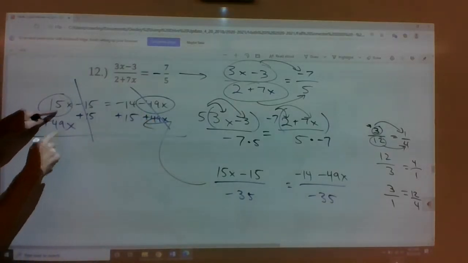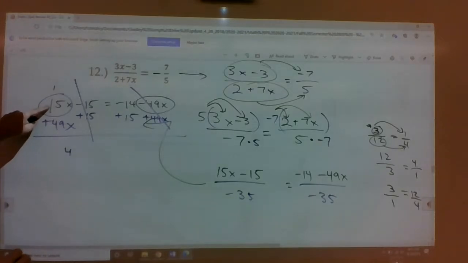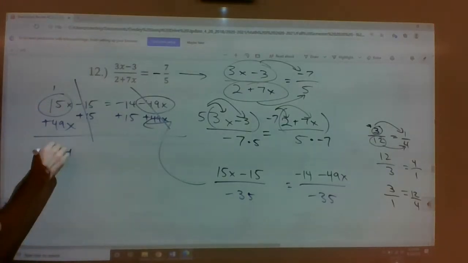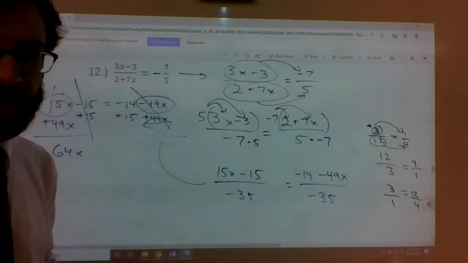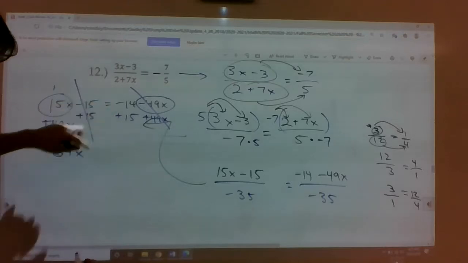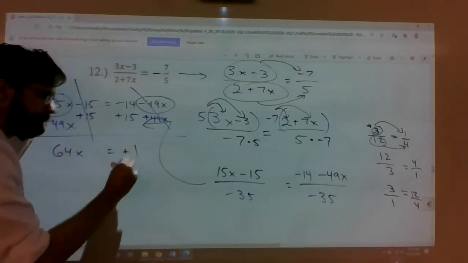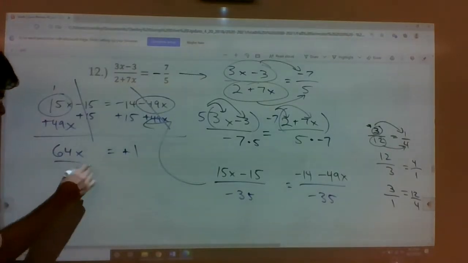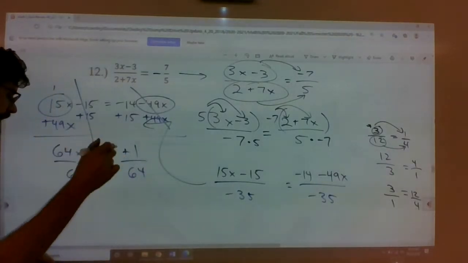Now you've got 14, carry the 1. 4 plus 1 is 5, plus 1 more is... You got 64x on the left, and you've got opposites subtract, and negative 14 plus 15 is equal to 1. Take the sign of the bigger one. Yeah, divide by 64. If the numerator is 1, you're done.